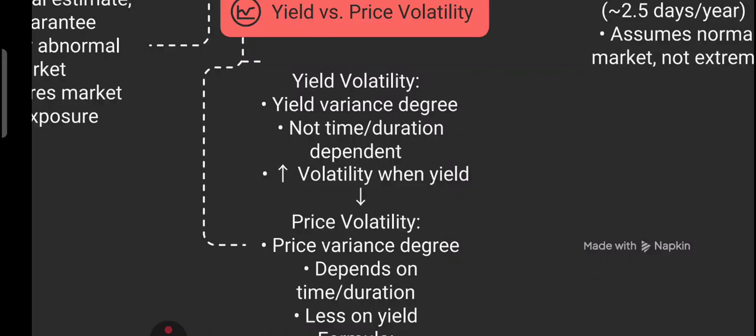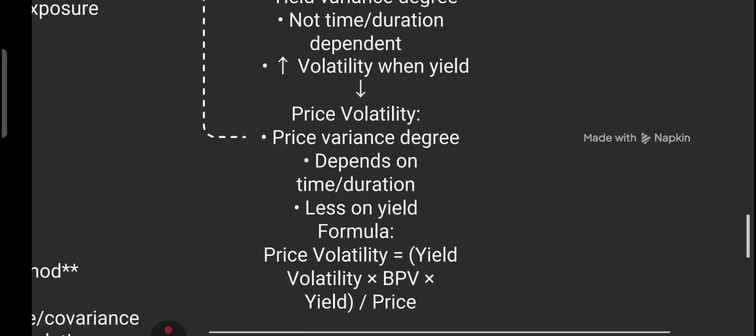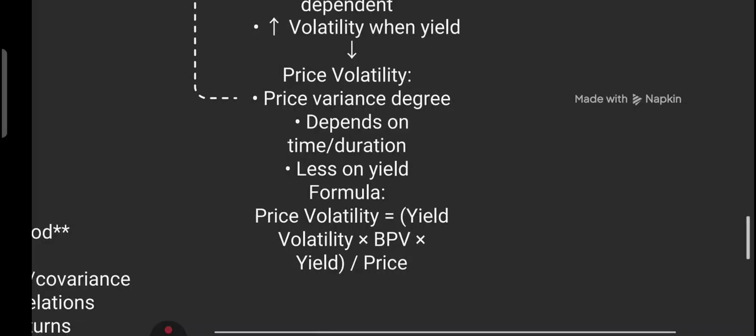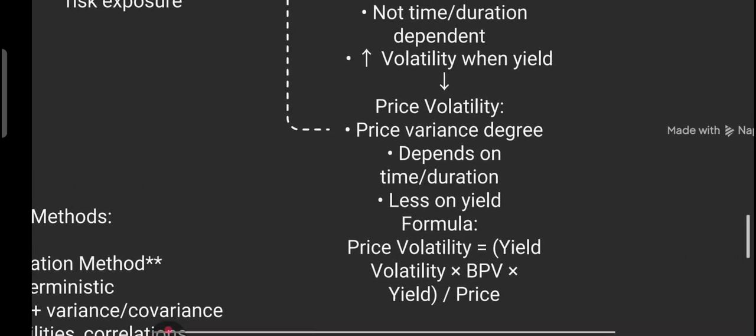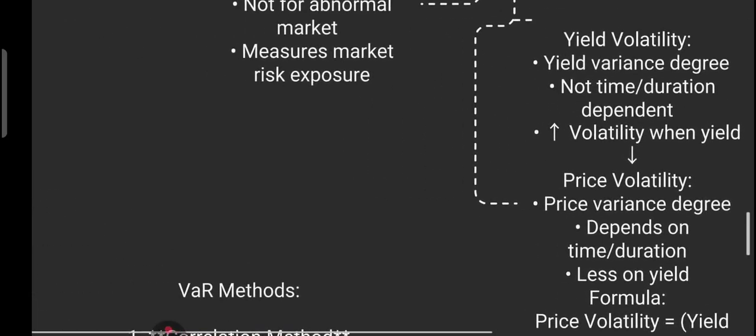It measures the variation in the yield, and there is something called price volatility. It measures how a bond price can change, but it depends on time duration, not that much on yield. The connection between them is: price volatility is equal to yield volatility multiplied by modified duration into yield upon price. This is a very important formula for understanding how interest rate movement affects the bond price. Because price volatility depends less on yield, it depends more on the time duration.